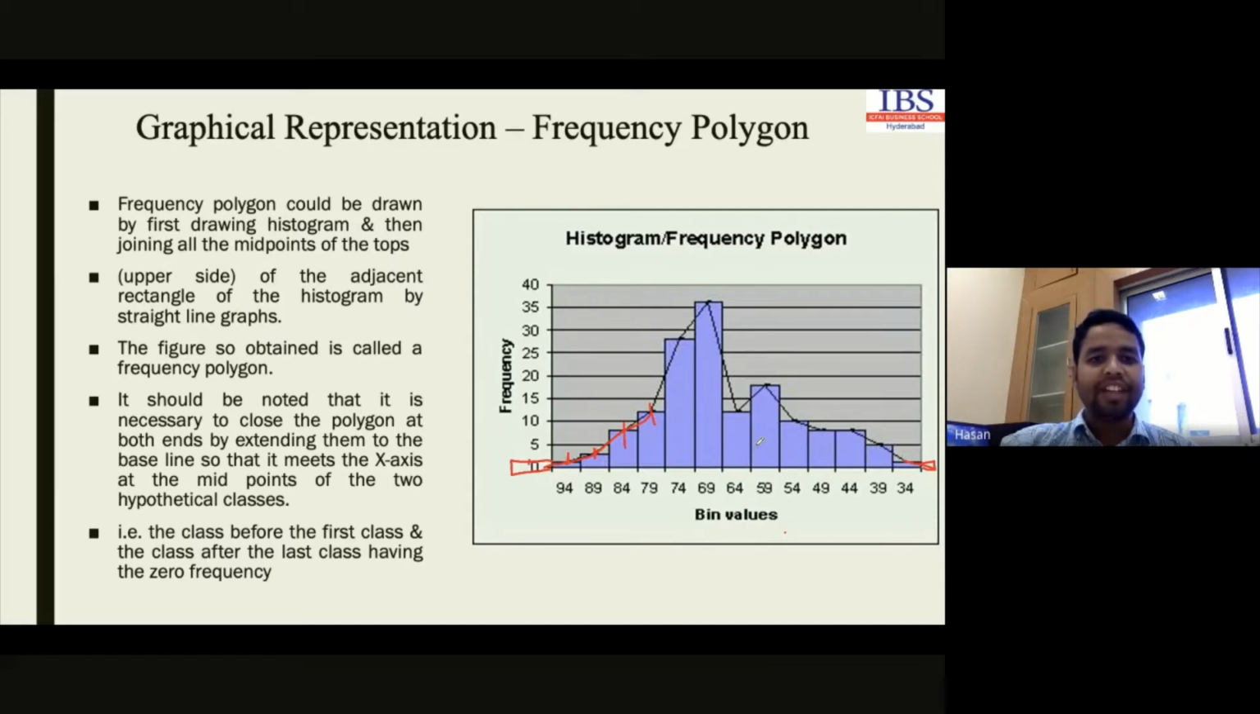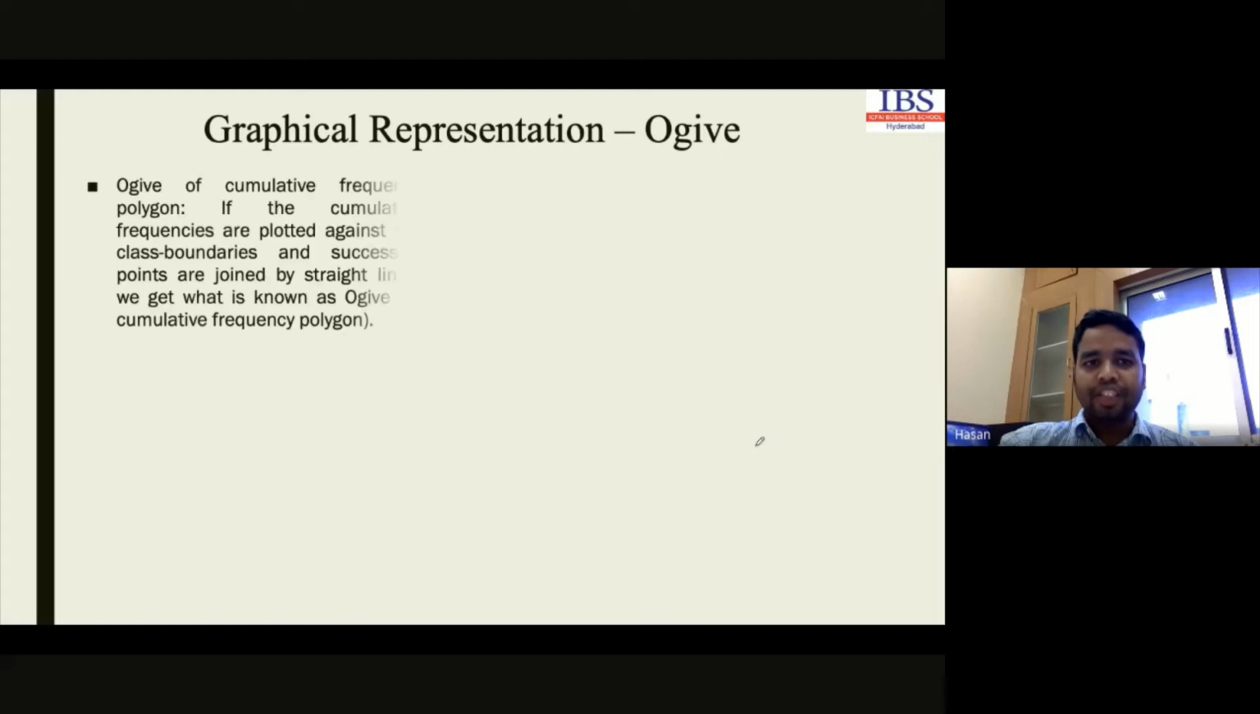Okay, our next one is ogive. This is basically the representation of cumulative frequency. When we compute the cumulative frequency, we have already understood that we may have two different types: one is less than type cumulative frequency, another one is greater than type cumulative frequency. If we plot this cumulative frequency in the curve, then it will form the ogive, right? Clear?